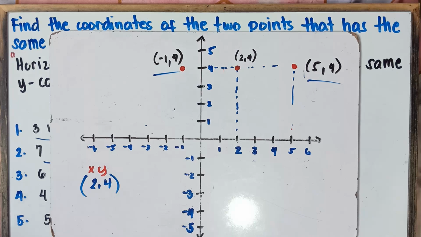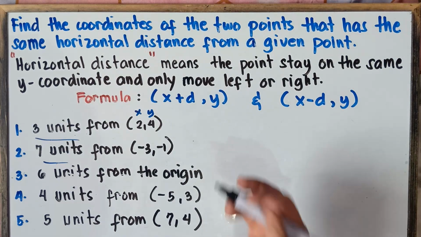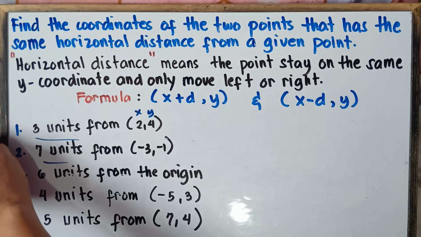Simply move 3 units to the right and then 3 units to the left if you're looking for 2 points with this given ordered pair, class, 3 units from this given ordered pair. Now how do you apply the formula? So let's apply the formula. Once again, applying the formula to find the 2 points. So simply apply the formula.